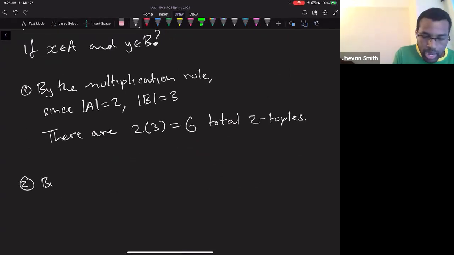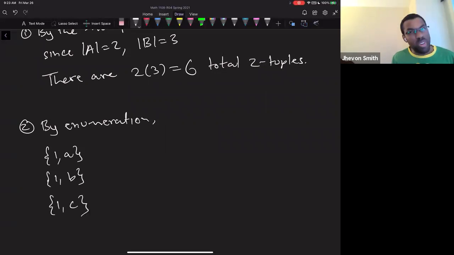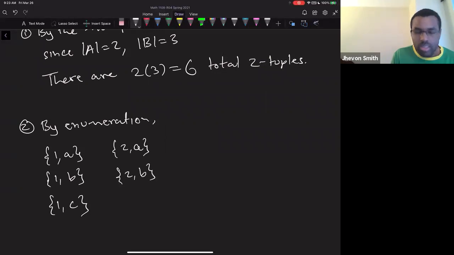Just to show you by enumeration, you could go, well, that's 1, that's 2, that's 3, that's 4, that's 5, that's 6. And I could count them one at a time, 6 total possibilities.